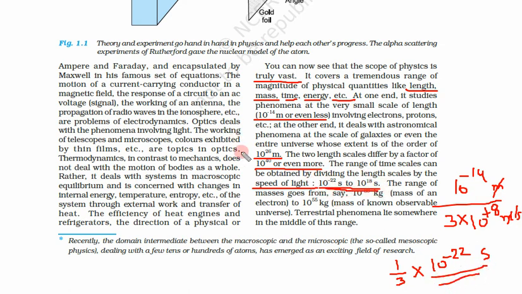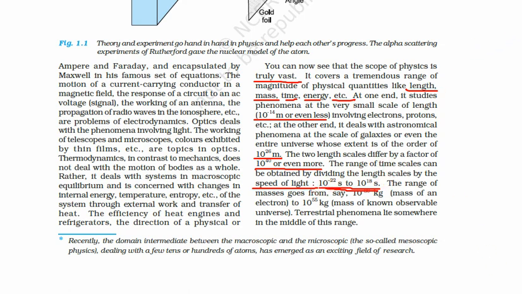Similarly we get 10 to power 18 second when we divide this 10 to power 26. Again the scale is huge, 10 to power minus 22 to 10 to power 18 seconds. That means very large time scale. The range of masses goes from say 10 to power minus 30 kilogram, that means mass of an electron, to 10 to power 55 kg, that means mass of the universe. So in case of mass we deal with the enormous mass and very small mass as well. Terrestrial phenomena lies somewhere in the middle of this range, that means everyday phenomena lies somewhere in these ranges.